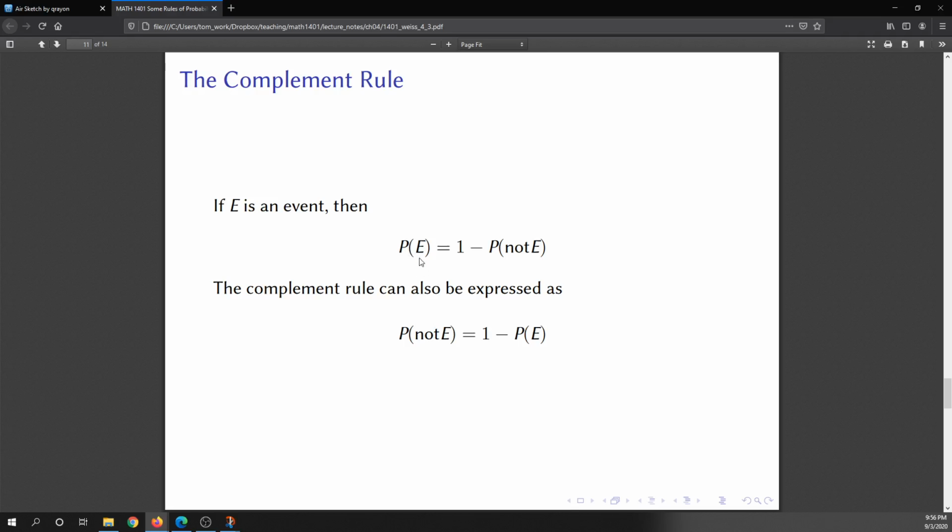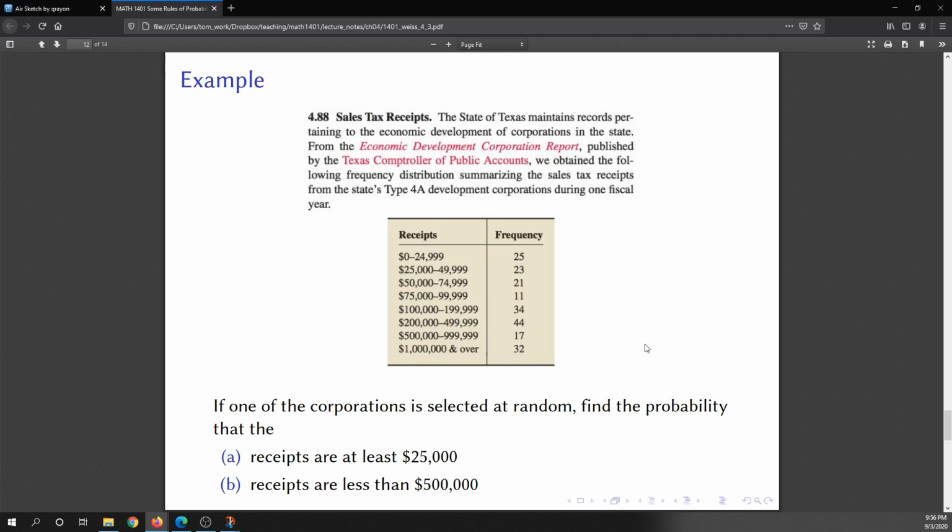So that means you can calculate the probability of event E by subtracting the probability of the complement from 1. And vice versa as well. If you use a little algebra on this, you can get that the probability of the complement of an event is 1 minus the probability of that event. There are certain times where this is very useful, so let's take a look at a couple of examples of that.